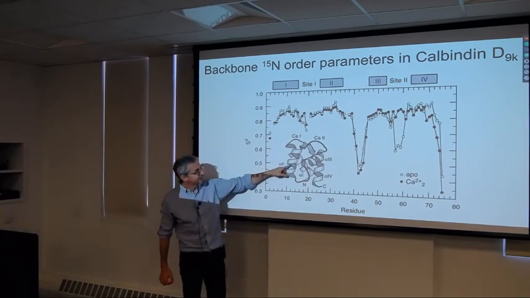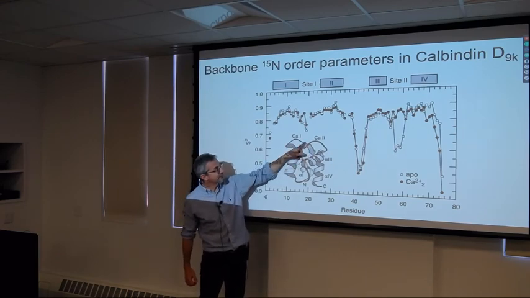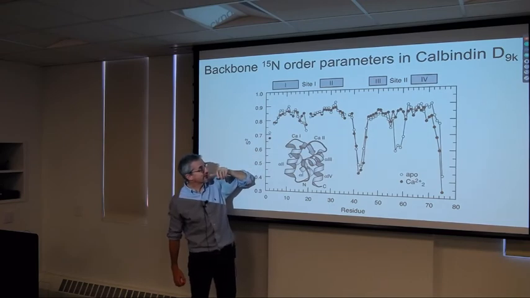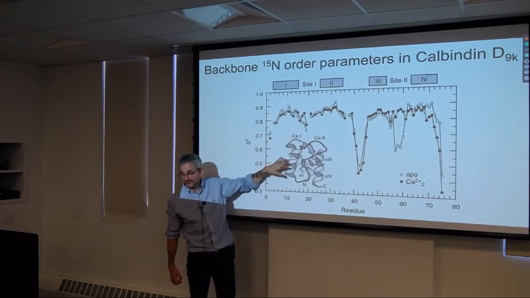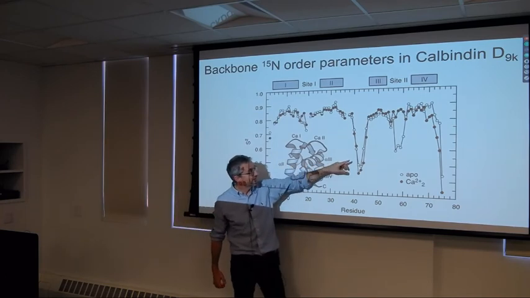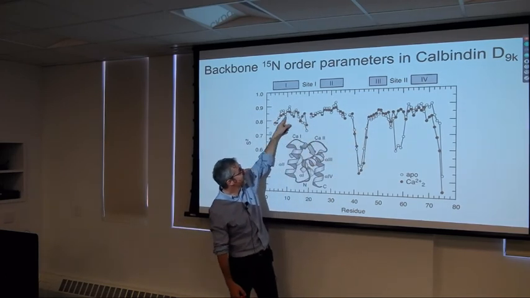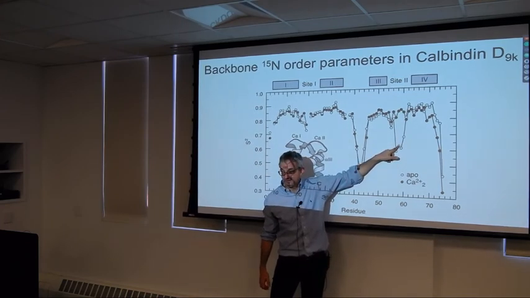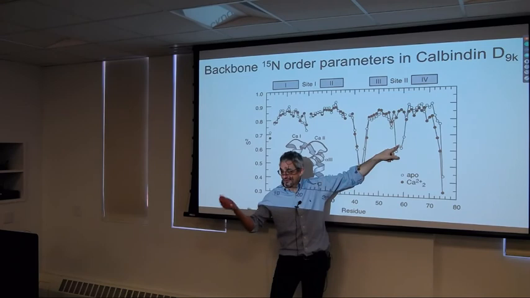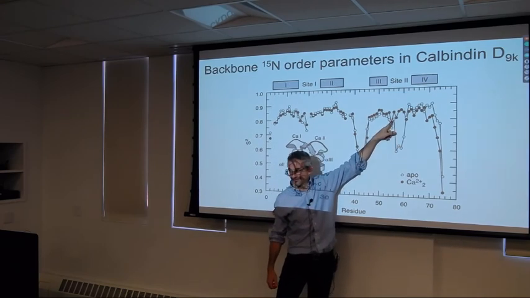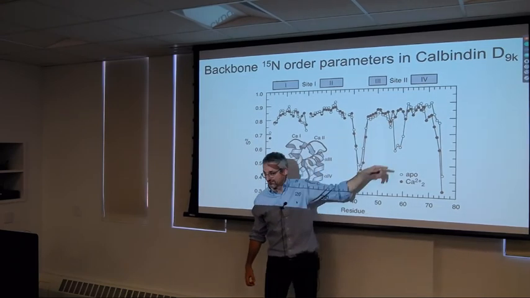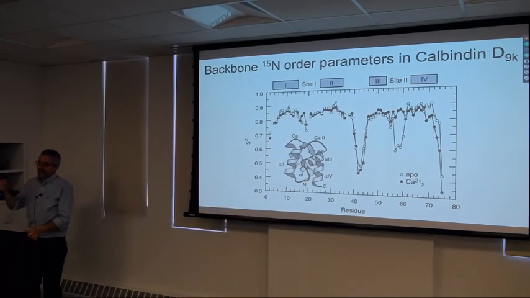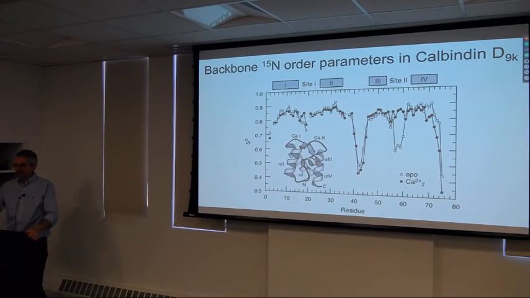Calbindin is a small protein that can bind 2 calcium ions. And here is a plot of the order parameters for the apoprotein and calcium bound. And you can see while most of the protein is fairly similar, there's a huge difference here between the apo state, where the binding loop is very flexible, and then it becomes rigid when the calcium binds. And then one can calculate an estimate then of how many kcals per mole of entropy it costs the protein to rigidify that loop.